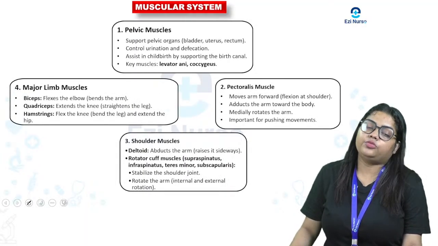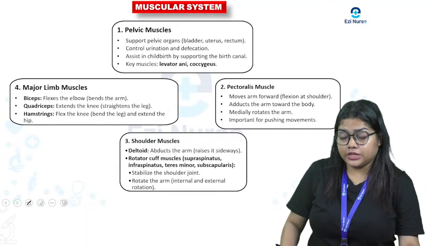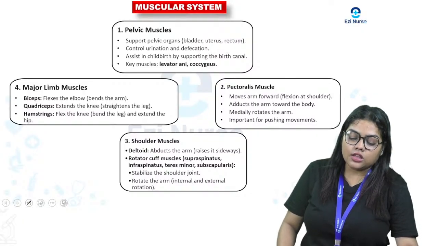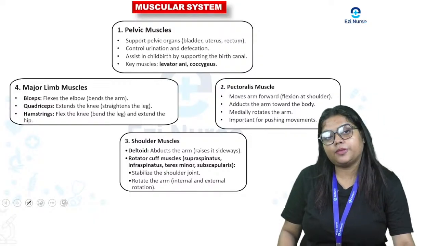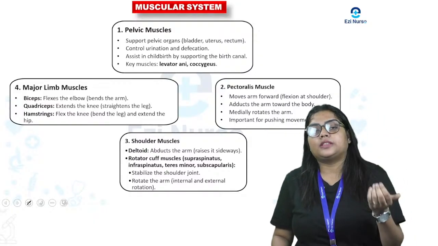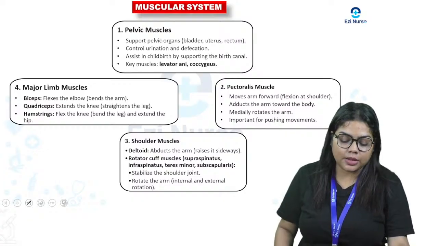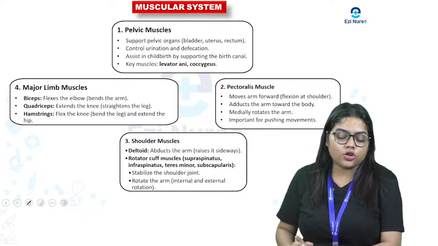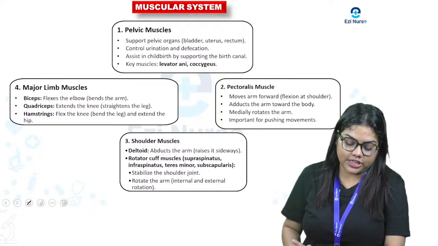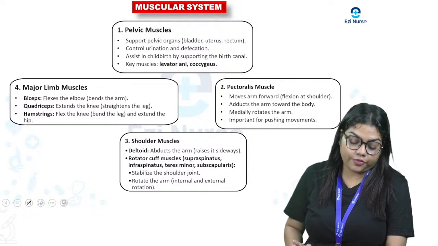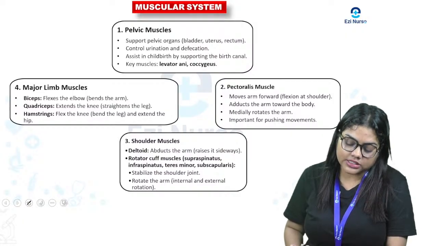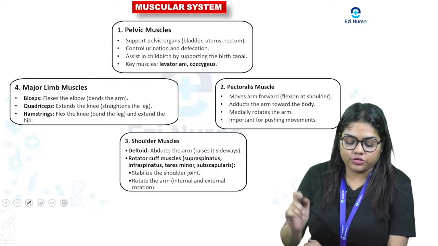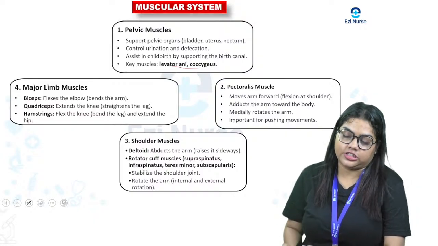Now we have 4 types of important muscles, which have come in exams for 2 marks or 5 marks sometimes. First is the pelvic muscle. What is the pelvic muscle? Pelvic muscle is present in the pelvis area. It supports the pelvic organs like bladder, uterus, rectum. It controls urination and defecation. It also helps the female to assist in childbirth by supporting the birth canal. And the key muscles included here: levator ani and coccygeus.